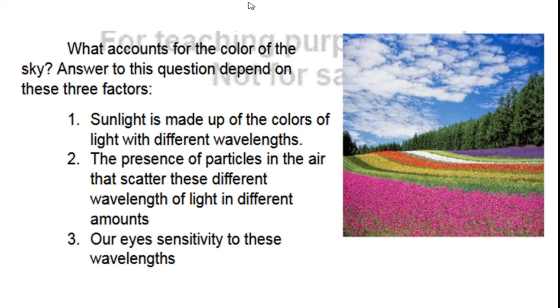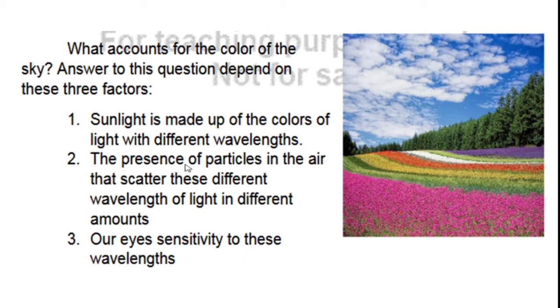Okay, what accounts for the color of the sky? The answer to this question depends on the following factors. We have three factors. Number one, sunlight is made up of colors of light with different wavelengths. Number two, the presence of particles in the air that scatter these different wavelengths of light by different amounts. Number three, our eyes are sensitive to these wavelengths.